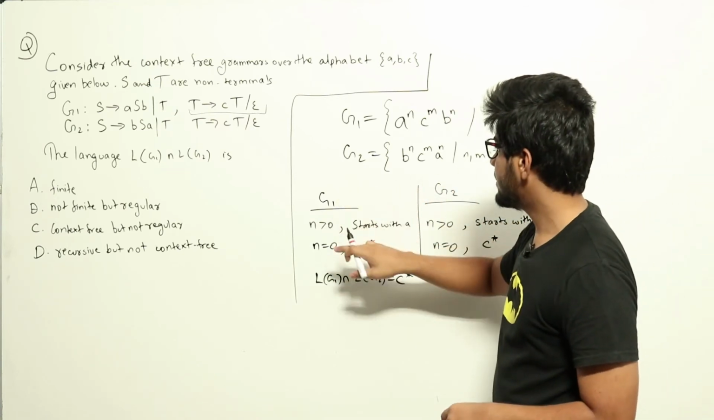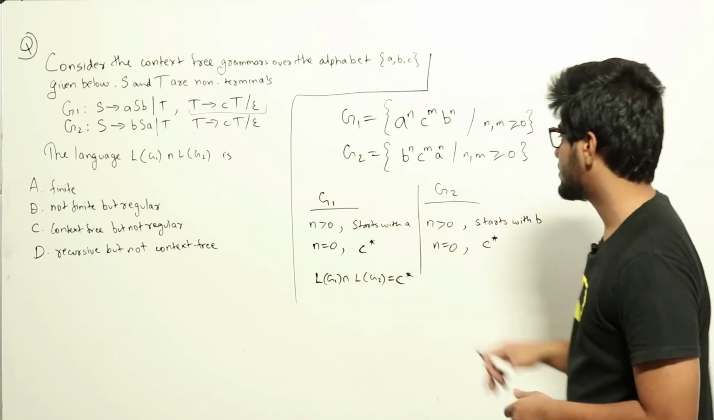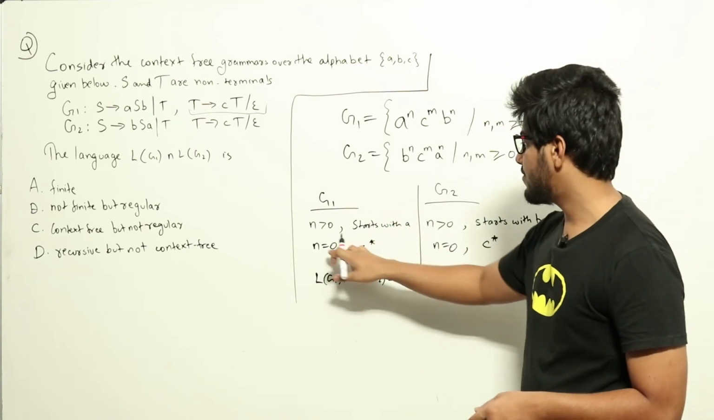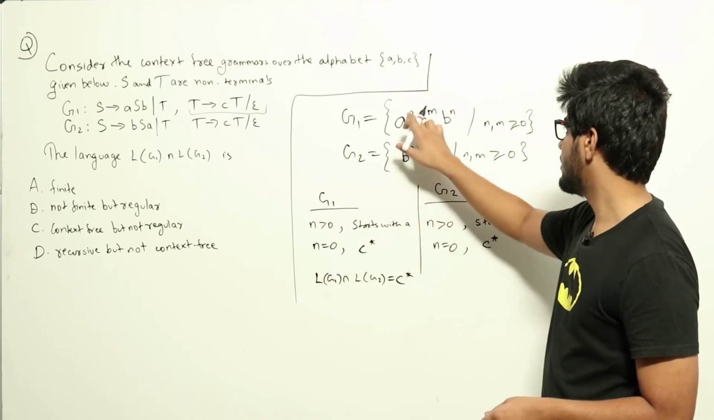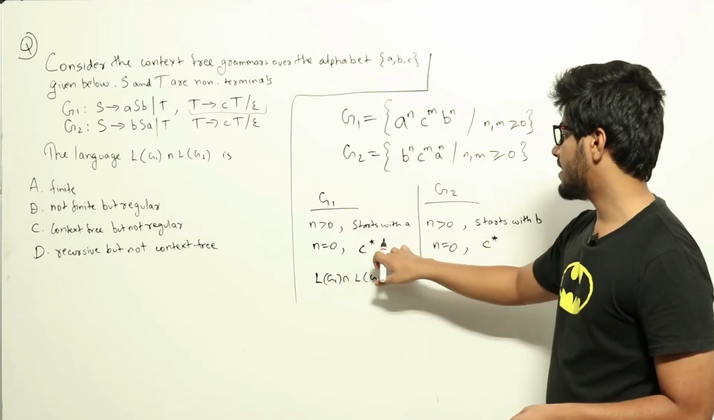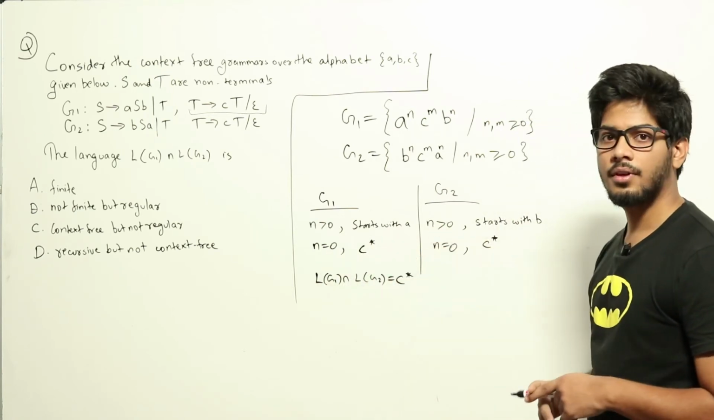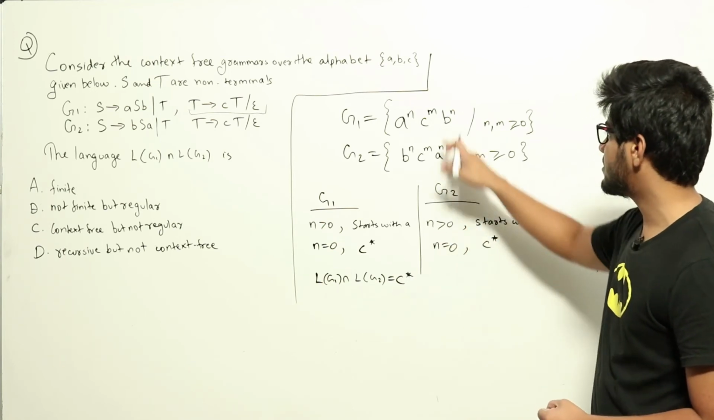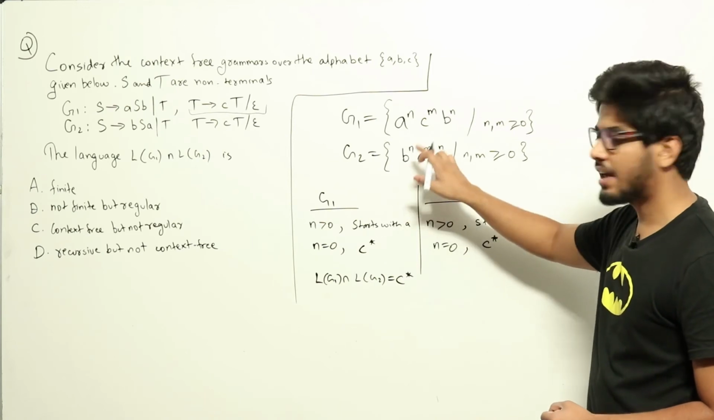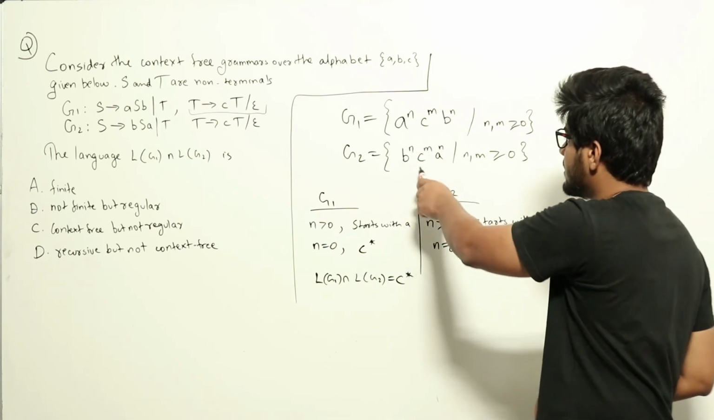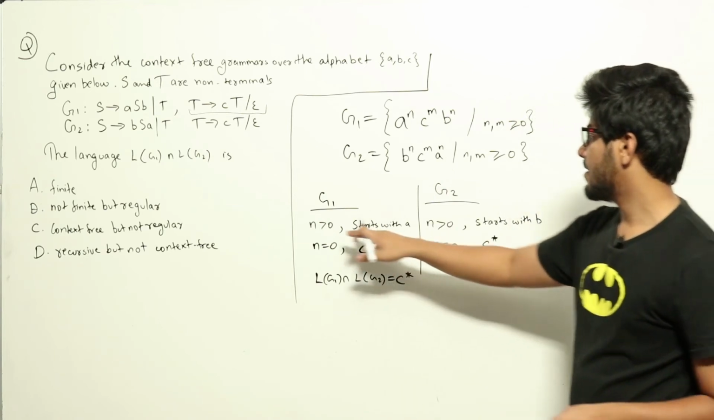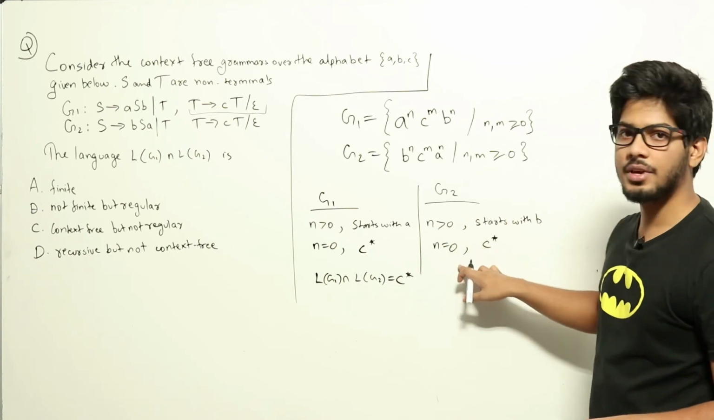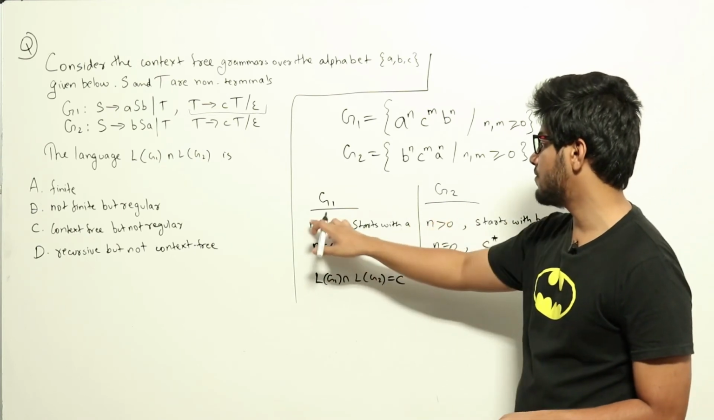Now G1 generates two types of strings here. If N is greater than 0, it generates strings starting with A. And if N is equal to 0, it will generate C star, that is 0 or more C's. Similarly, in G2, if N is greater than 0, it generates strings that start with B. And if N is equal to 0, it will generate C star. So for N greater than 0, strings starting with A, there is not even a single string in G2 starting with A. So G1 intersection G2 will eliminate all of these strings.